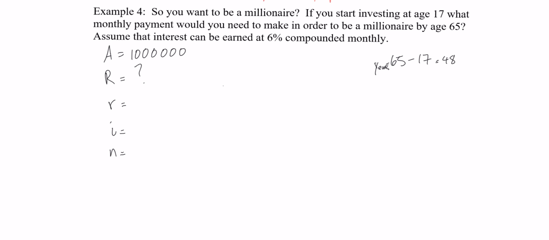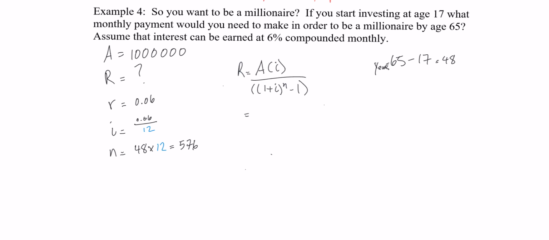Now, our R value, we don't know what that is because we need to find out what our payment is, right? It says that we're paying every month, and we know that our interest rate is 6%. So our rate is 0.06. Our interest per month is 0.06 divided by 12. And then our N is 48 times 12, which just happens to be equal to 576 payments.